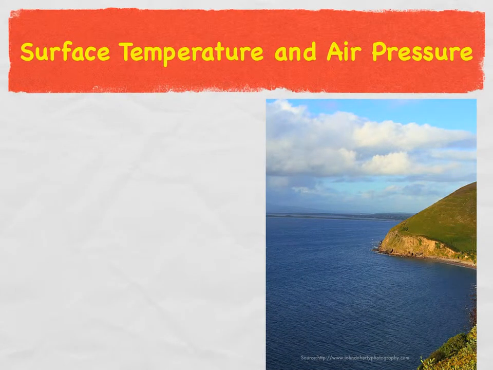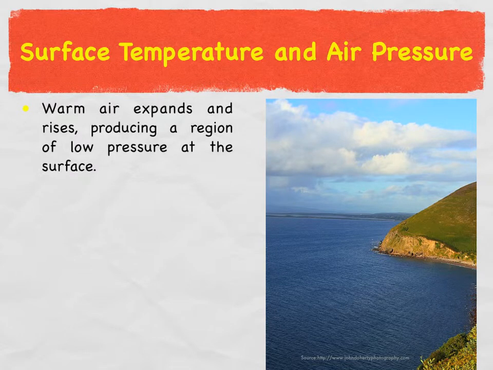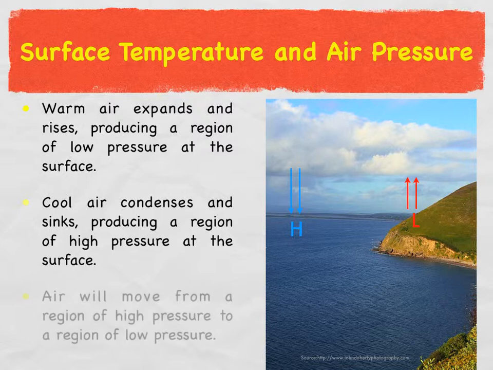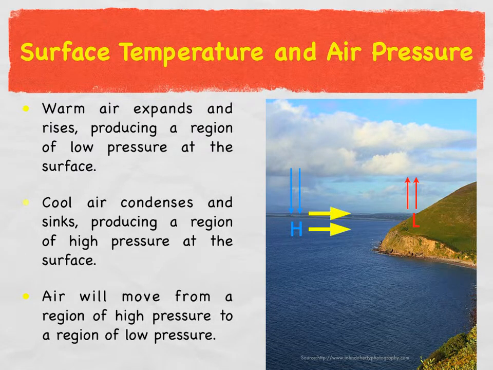To understand what causes monsoons, we must first review some quick facts about surface temperature and air pressure. Warm air rises because it is less dense than cool air. When the air over a region is warm, it expands and rises, and the region is said to have low pressure. Cool air is denser than warm air, so it sinks. When the air over a region is relatively cool, it condenses and sinks, and the region is said to have high pressure. Air masses always move from areas of high pressure to areas of low pressure.